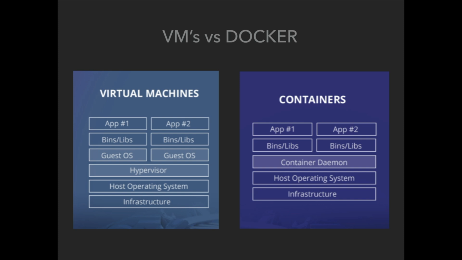Now, if you move to the right side, you're going to notice something really important here: this layer of guest OS, which would be Ubuntu or CentOS or different ones, we just remove that layer, and then the container daemon came in, which communicates directly with the kernel.